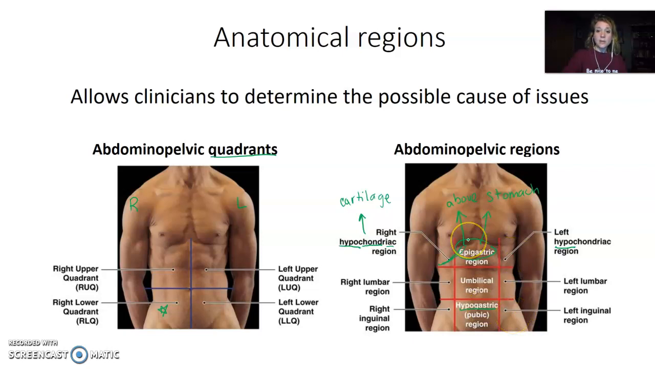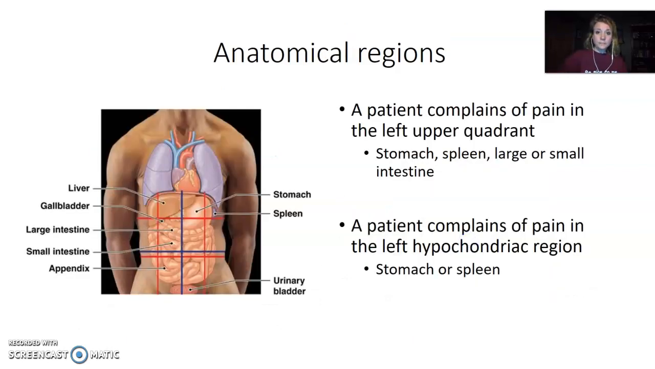And so now you're able to really pinpoint, if a patient is complaining of pain, or if an MRI picked up a mass somewhere, in which region you can find it. And like I said, clinicians are going to know which organs are found in each region. So if a patient complains of pain in the left upper quadrant, it could be the stomach, the spleen, or the large and small intestine.